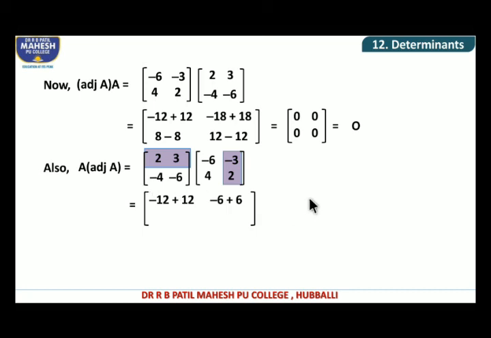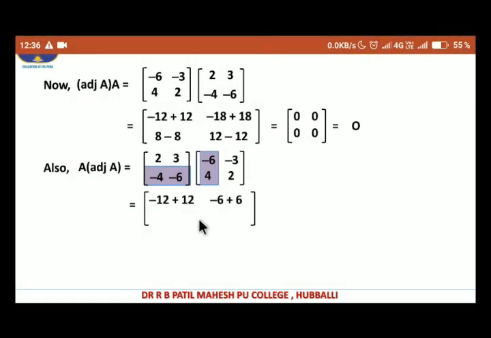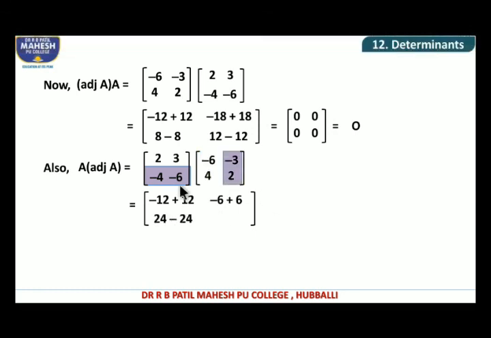Next, multiply the second row and first column. Minus 4 into minus 6 is plus 24, and minus 6 into 4 is minus 24. So plus 24 minus 24. And next, minus 4 into minus 3 is plus 12, and minus 6 into 2 is minus 12. Therefore, by adding all these, we have the matrix 0, 0, 0, 0. Therefore it is also equal to a 0 matrix, denoted by O.